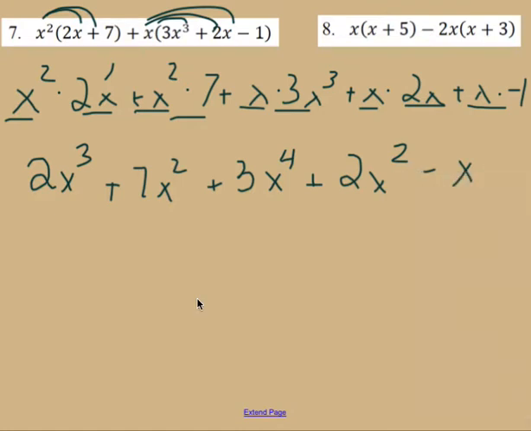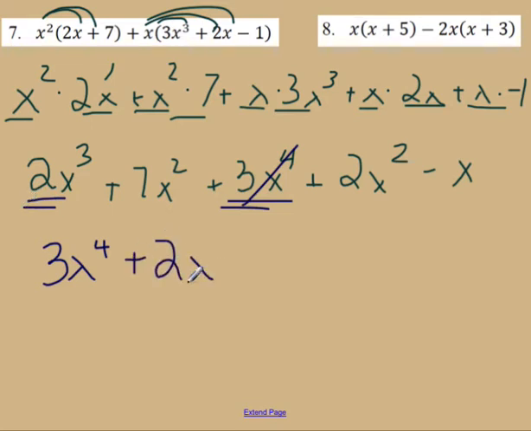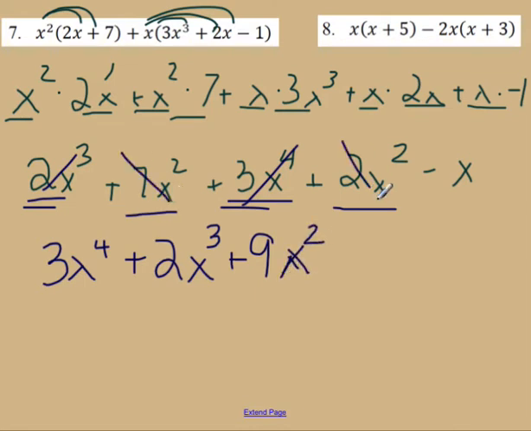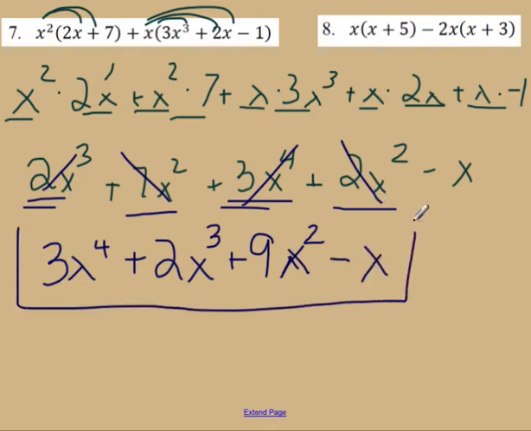So let's take a look. This is our largest exponent right here, so that needs to come first. So first I have 3x to the fourth. Then my next highest exponent is this, so next I have 2x cubed. Now I have 7x squared plus 2x squared. So I'm going to add the coefficients and keep the exponent as squared. So that becomes 9x squared, and then I have minus x. So this is your final answer then in standard form.